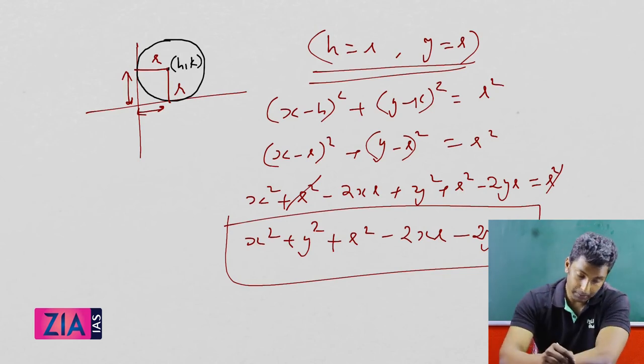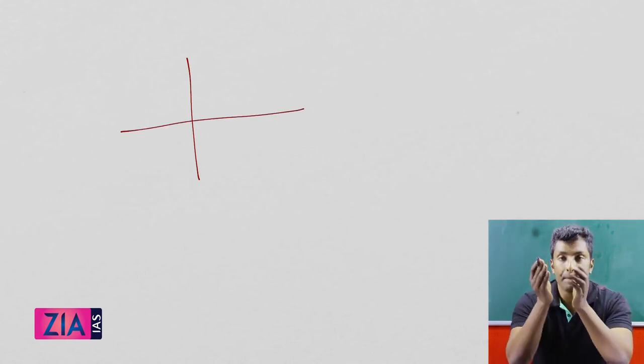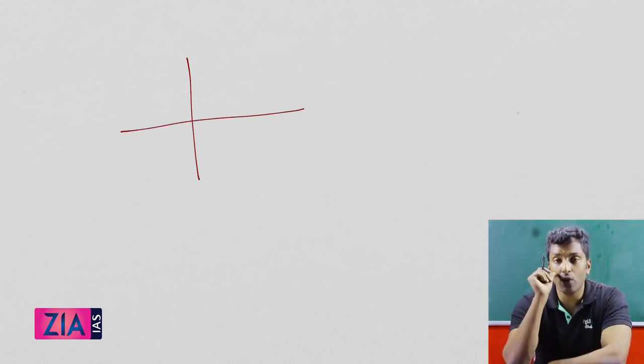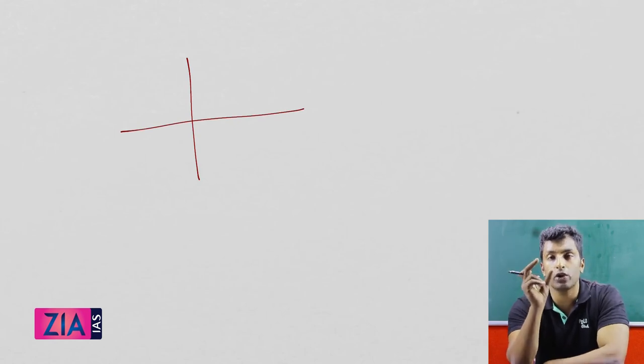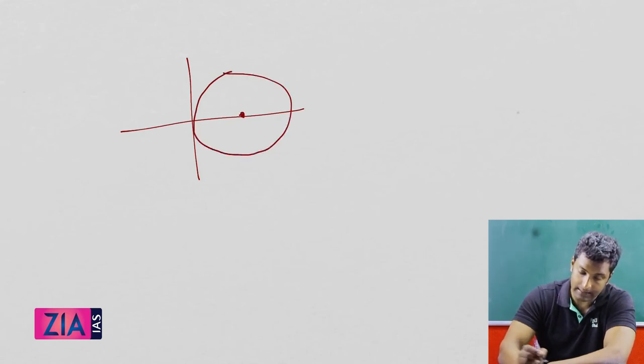Now finally, the next case I need to see: if you remember, the third case that we discussed is passing through the origin. Now what I'm going to say is the circle is going to pass through the origin, but the center of the circle is on the x-axis. So it will go like this. The circle is going to pass through the origin like this, and the center is here on the x-axis.